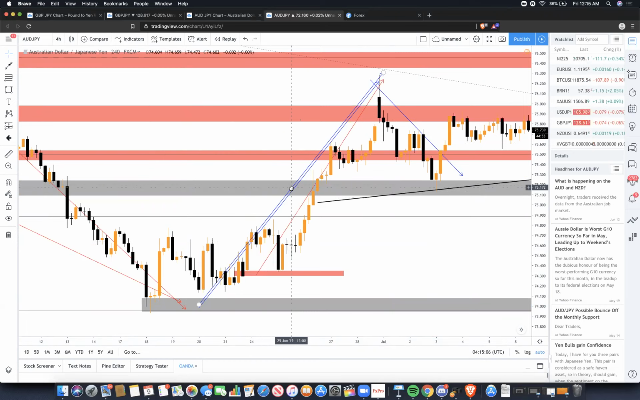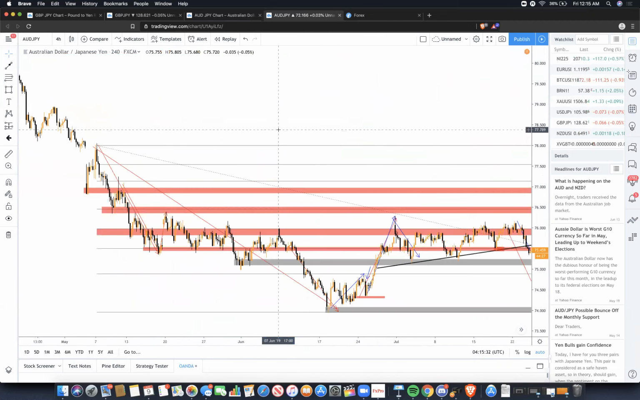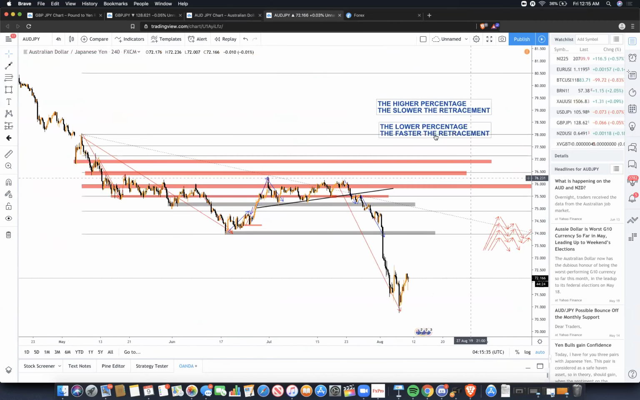The market shot up from start to finish and couldn't break the 23.6%. Look what the next candle was. A strong candle to the downside, but guess what? It couldn't break below here. So what did it do? It started retracing back up. You see? So the lower the percentage, the faster the retracement. From here to here, that's 60 pips.